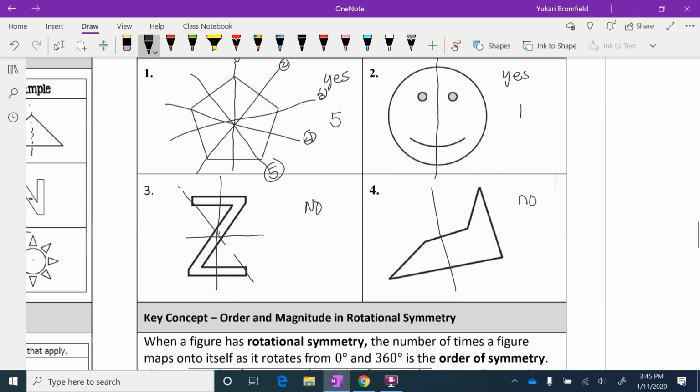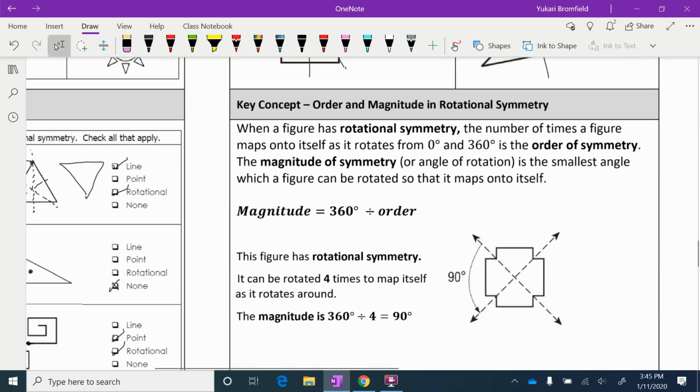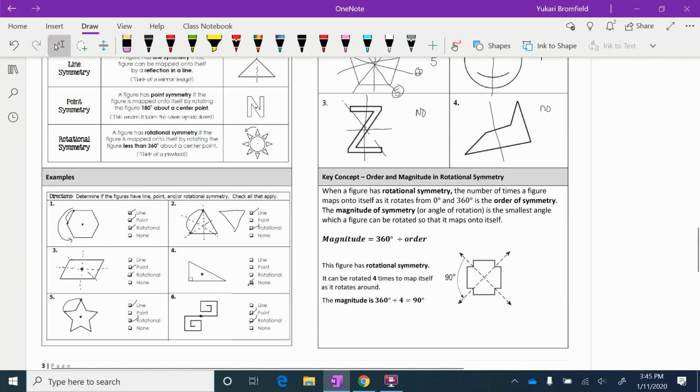Okay. We are actually going to skip the order and magnitude in rotational symmetry. So that's all we are going to be doing for this particular lesson.